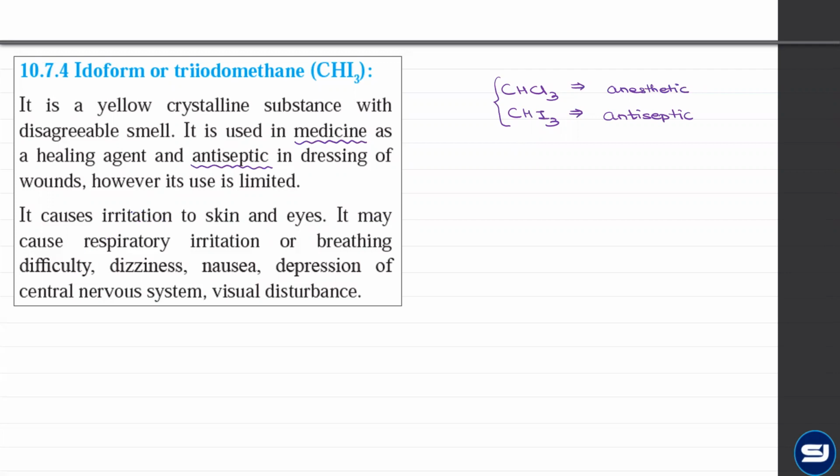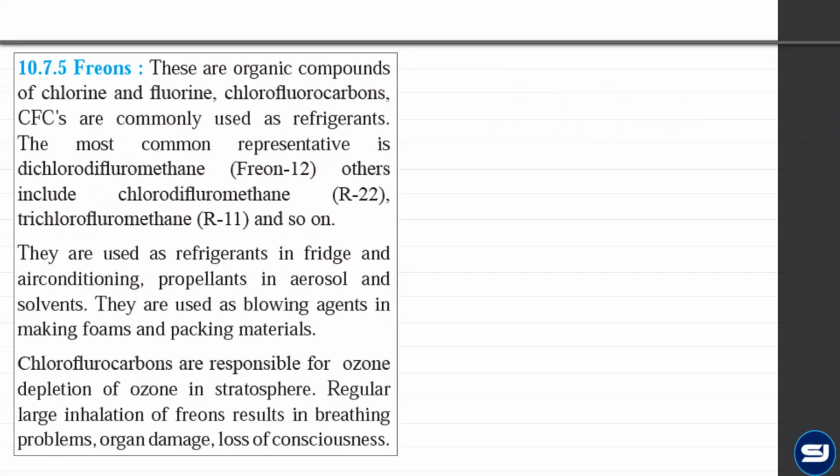तो आयोडोफॉर्म के एनवायरमेंटल इफेक्ट्स या फिर ह्यूमन इफेक्ट्स भी बोल सकते हैं, क्या है। It causes irritation to skin and eyes, it may cause respiratory irritation and breathing difficulty, dizziness, nausea, depression of CNS, visual disturbance. आप देख सकते हो बहुत सारे पॉलीहेलोजन कंपाउंड का कुछ इफेक्ट्स जो है वो कॉमन ही है, nausea, dizziness, depression of CNS.